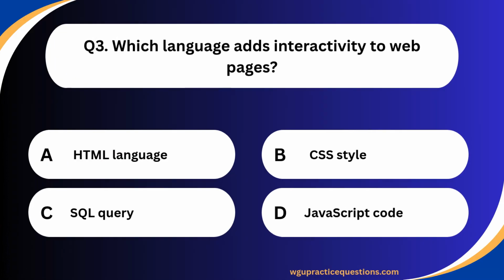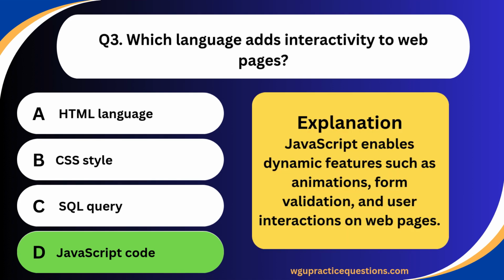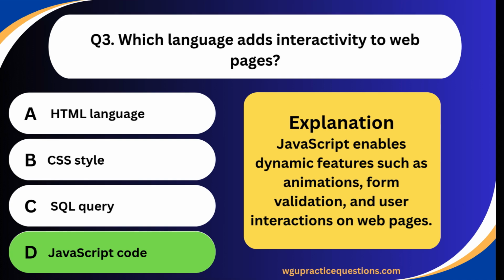Question 3. Which language adds interactivity to web pages? A. HTML language. B. CSS style. C. SQL query. D. JavaScript code. Which one is the correct answer? The correct answer is D. JavaScript code. Explanation. JavaScript enables dynamic features such as animations, form validation, and user interactions on web pages.